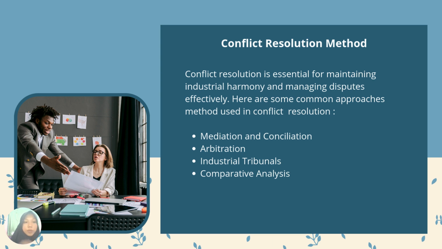So after the negotiation, if it has failed and both parties didn't find a solution, then a third party will step in, which is the mediation and conciliation method. Arbitration is more formal, with the third party making a binding decision. And finally, adjudication, which involves legal intervention, typically through industrial tribunals.